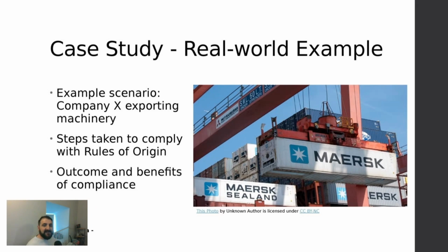Next, they gathered all the necessary documents. This included a certificate of origin to prove the machinery was made in the UK and invoices detailing the parts and costs. They also needed a bill of lading, which is a document that shows the shipment details and serves as a contract between the shipper and the carrier. Okay, so Company X then verified and certified the origin of their machinery, ensuring all information was accurate. They submitted these documents when exporting their goods. As a result, their machinery qualified for the reduced tariffs under the Windsor Agreement, because remember, it's the UK and the EU. This saved them money on taxes and made their products more competitive in the European Union market.